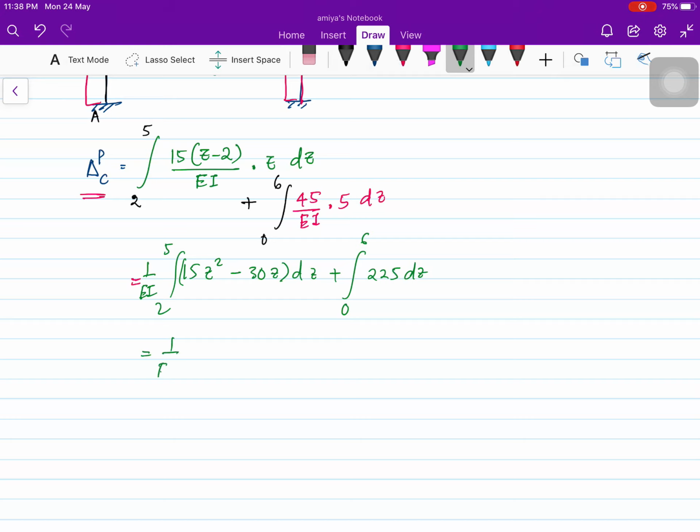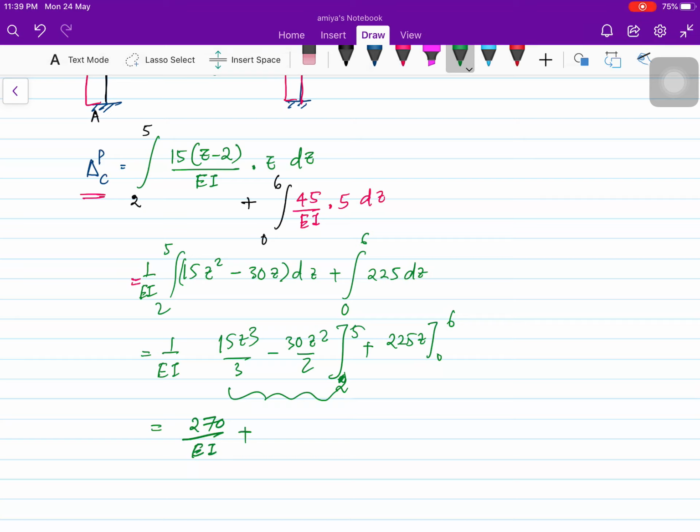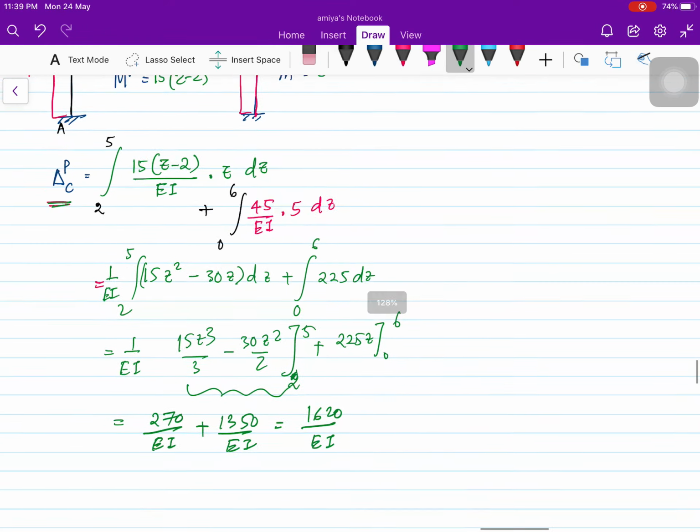Okay, so 1 by EI, 15z square means 15z cube by 3 minus 30z square by 2, this is 2 to 5 plus 225z, 0 to 6. So if I calculate, I am getting 270 by EI plus this 225 multiplied by 6, which gives 1350 by EI. So total is 1620 by EI. So this is for the deflection at C due to the primary structure.